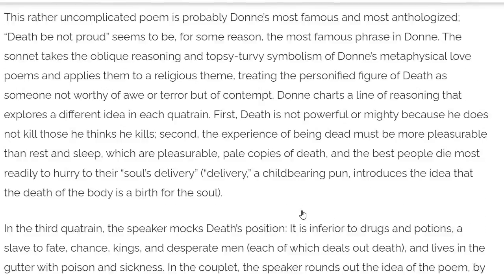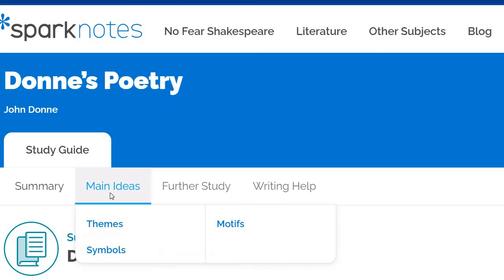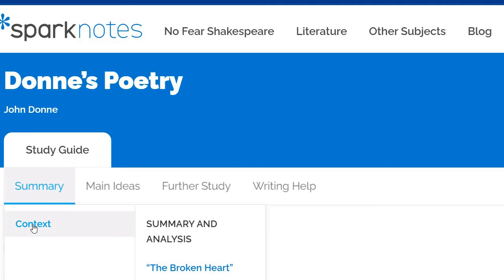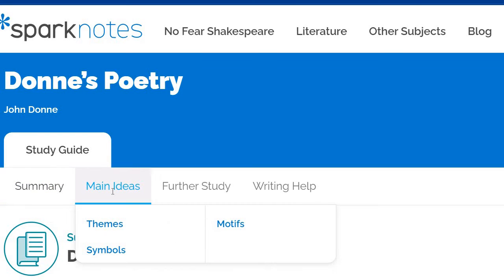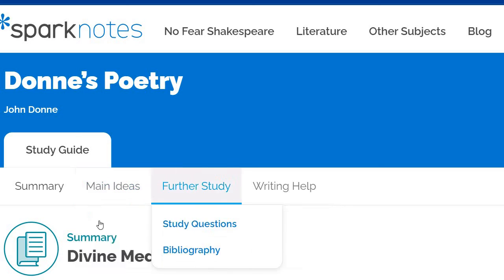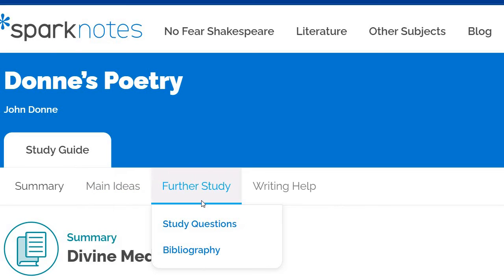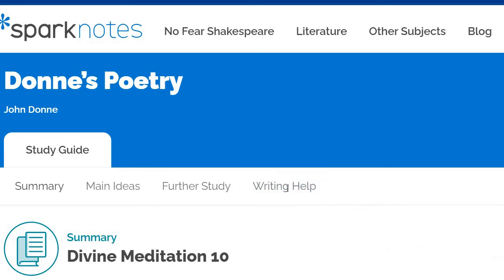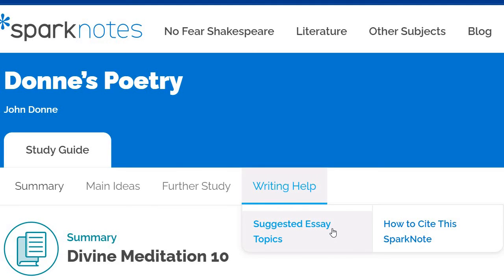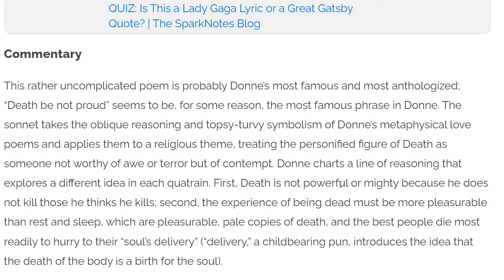But you can look into SparkNotes for all of that information. You can click through a summary of the work itself. You can find context, and that's like the historical time period, events that would be going on, possible events that the author could be referring to or influenced by, or people they could be influenced by. You can look at main ideas, themes, symbols, motifs. These will become increasingly important as your year goes on, as your education goes on. Further study, they can give you study questions to help check your understanding. And then writing help, they can give you suggested essay topics, at least examples of them, and then how to cite the SparkNote, because you would never want to pass off one of these entries as your own.